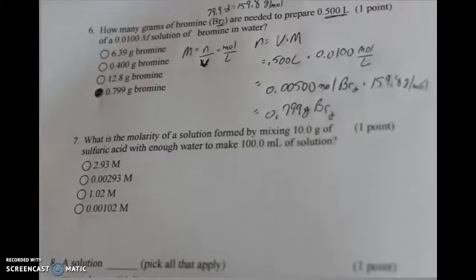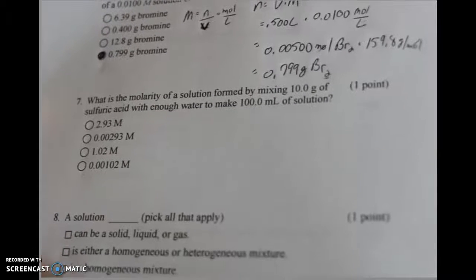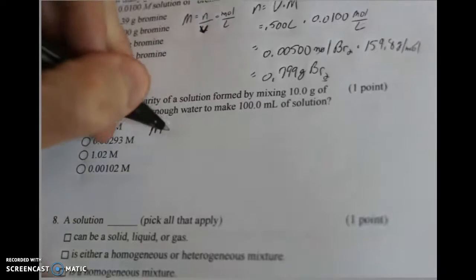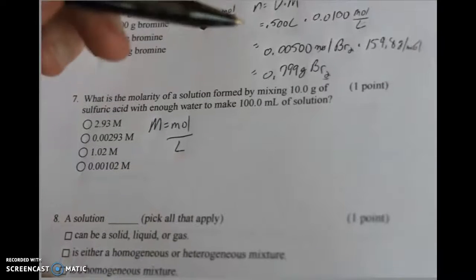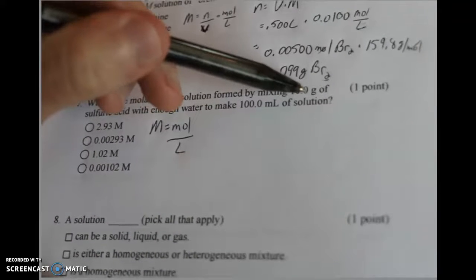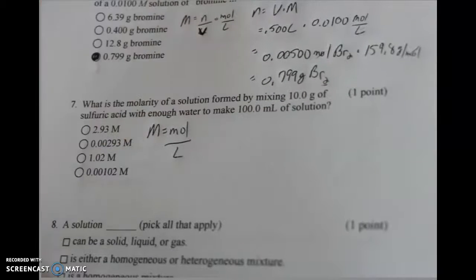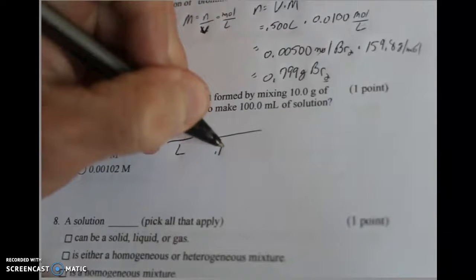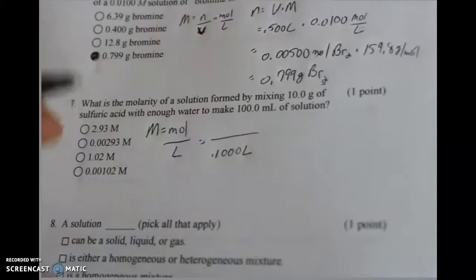Number 7, what is the molarity of a solution formed by mixing 10.0 grams of sulfuric acid with enough water to make 100 milliliters of solution? Remember, molarity is moles per liter. So there's two things going on here. We don't have moles, we have grams. And this part's easy to fix. The 100.0 milliliters, we'll have to convert that to liters. Right, so we could do that right away. 1000 liters. But we have to get the moles part.